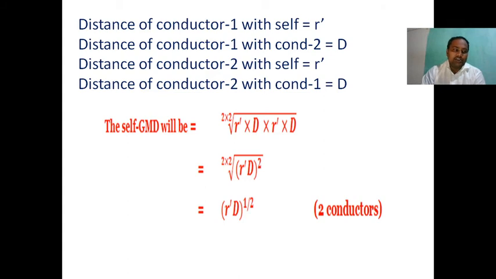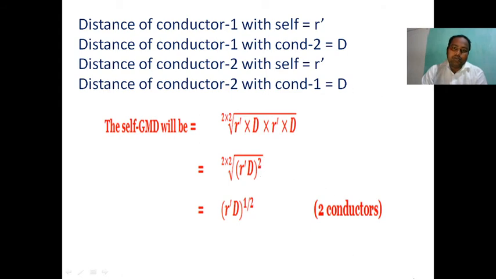Once again I repeat, self GMD of bundle conductor is equal to the geometric mean of all possible two square distances of the bundle, including the distance from the subconductors to themselves. If there are two conductors, two square distance. If there are three conductors, three square distance. So if there are two conductors, that is two square, which is nothing but 4.